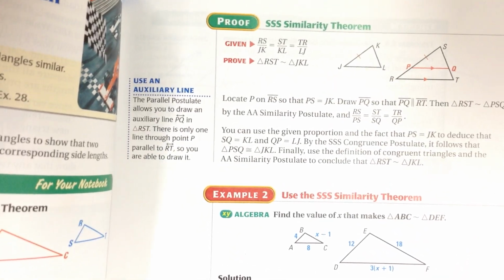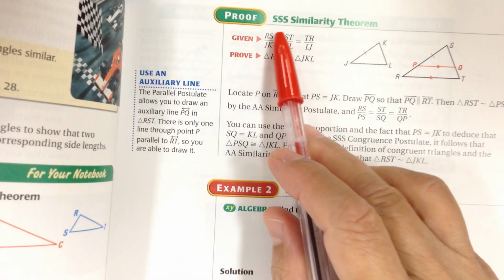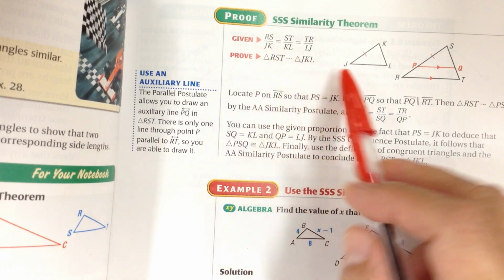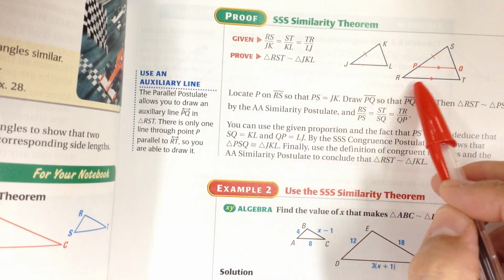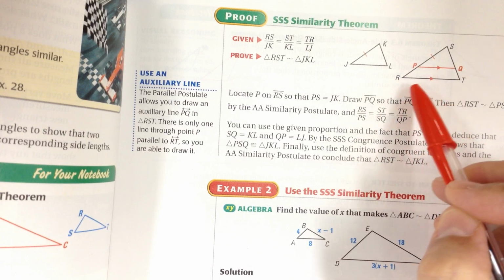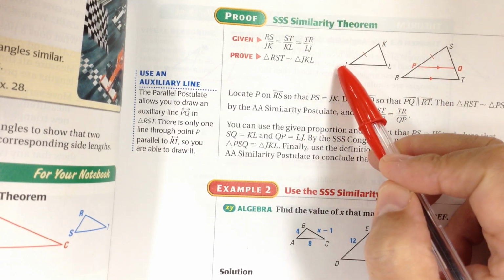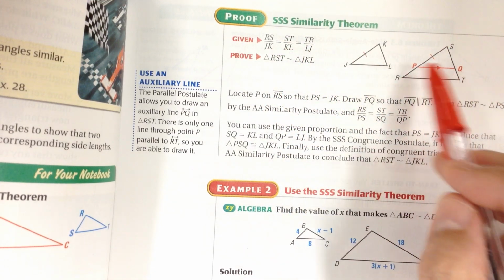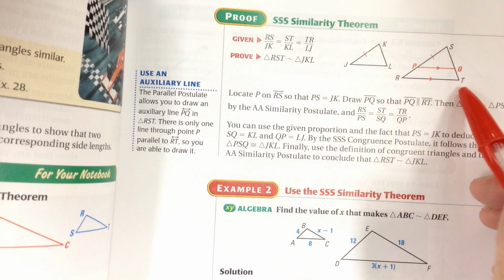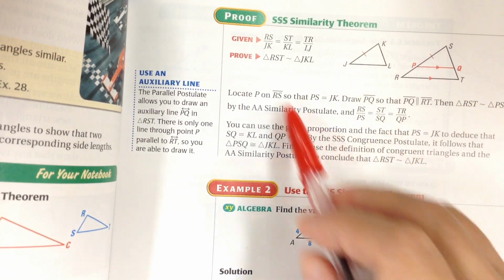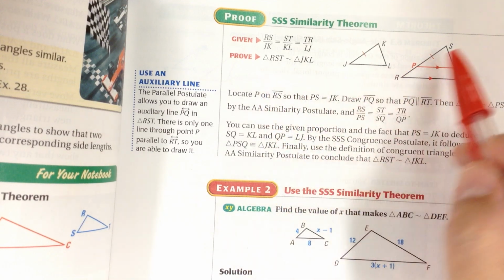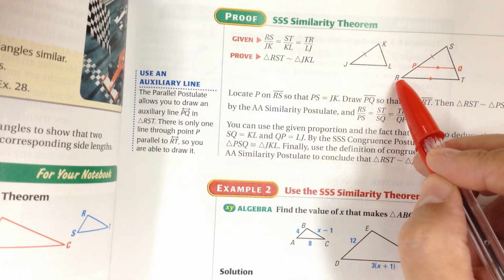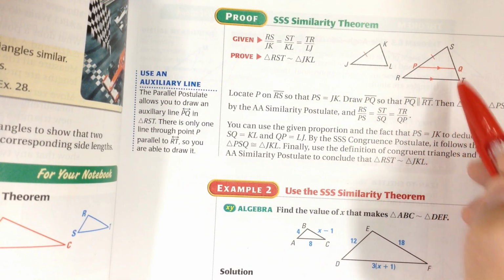Okay, let's go to page 389, SSS similarity theorem. So you have to prove. Given RS over JK, so this over this. So you've got 3 pairs all given, right? So right away you can know that this small triangle and the big triangle are similar. You want to prove that triangle RST is similar to that.